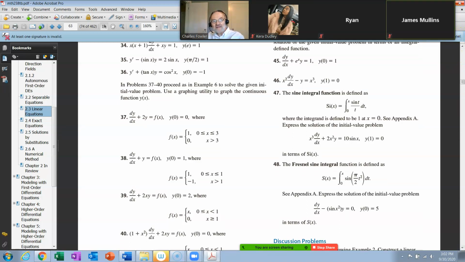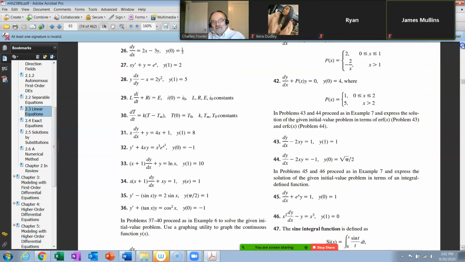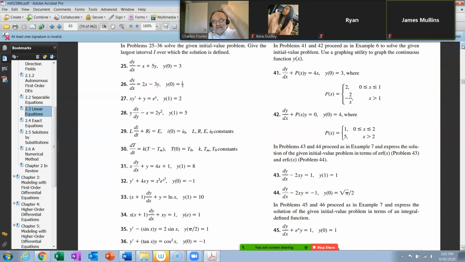And then the top of the next column gives you 41. Okay, try to do 41. If this answer's in the back of the book, it's another piecewise defined function. But this time, it's your p of x that is a piecewise defined function, which is another sort of issue there. 43 should be in the back of the book, so try that if you can, and 45 also. Okay?